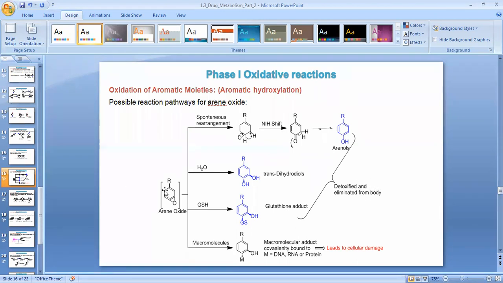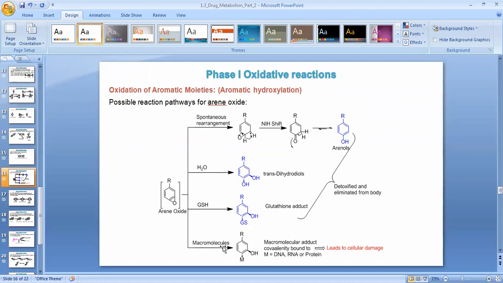See, the drug has given its action, it is going to be metabolized, and the remaining amount or the unwanted metabolic products are detoxified and eliminated from our body in this way, that is through spontaneous rearrangement, reacting with the water molecule, and forming an adduct with the glutathione molecule.